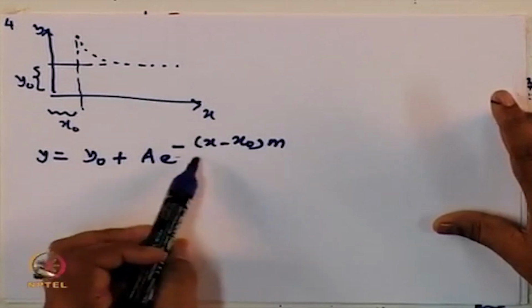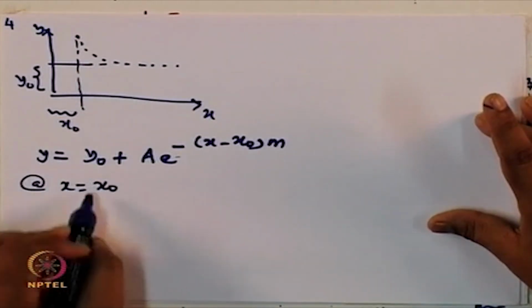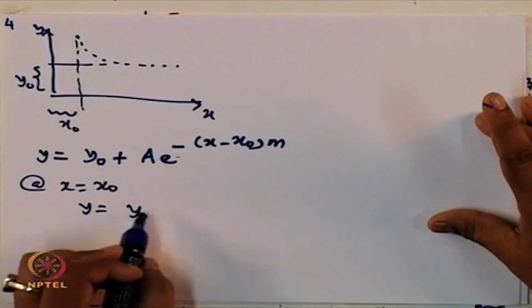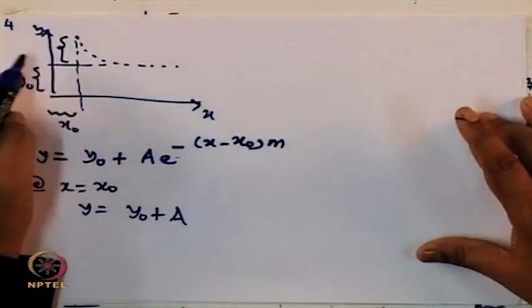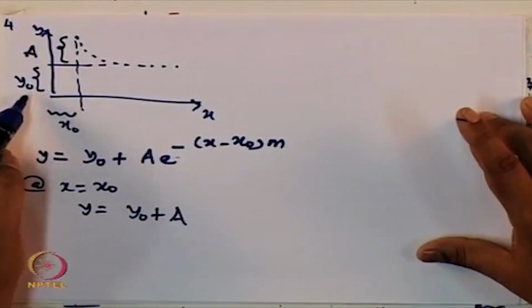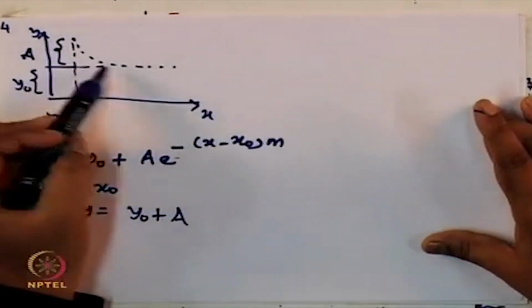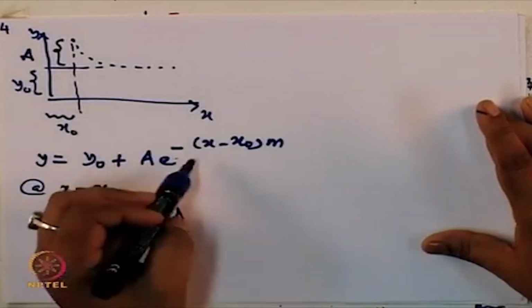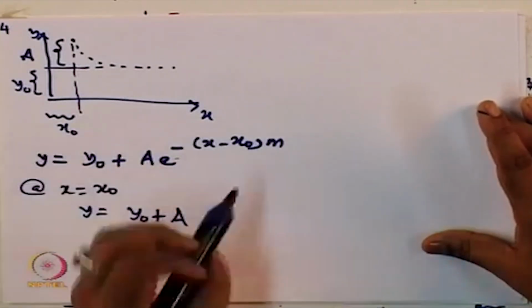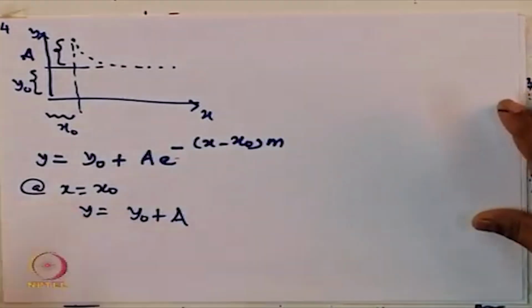So, e to the power minus this is going to return a value of 1. So, at x equal to x naught, y is going to be y naught plus a. Okay. So, this is your estimate of a and this is your estimate of y naught. Okay. So, accordingly, you see that depending on how your function shifts either in x or in y axis, you need to appropriately modify the functional form of the equation with which you are fitting the data.